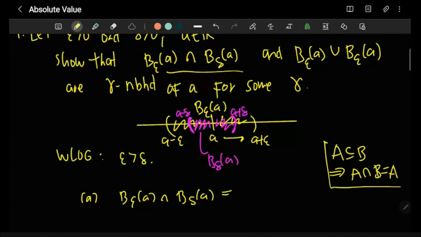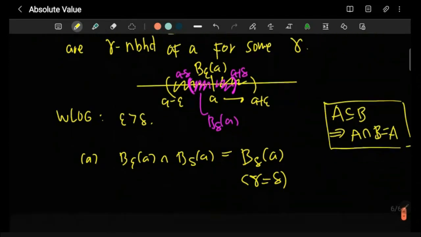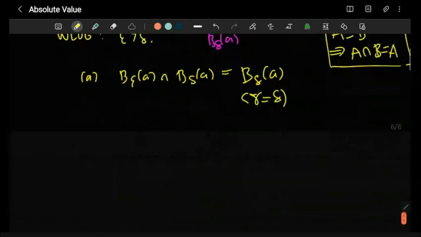You need to remember that's your set theory, ha? Yung mga properties sa set theory. Very important na naaalala pa yun. Okay. So, alin ang sagot dyan? Yung mas maliit. Ball delta A. So, ibig sabihin here, gamma is equal to delta. Yung hinahanap mong gamma. So, this is a delta neighborhood. Well, similarly, di ba?